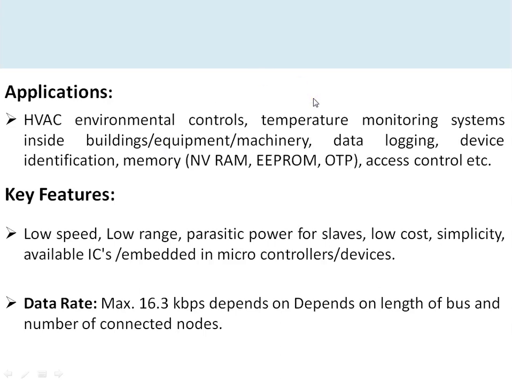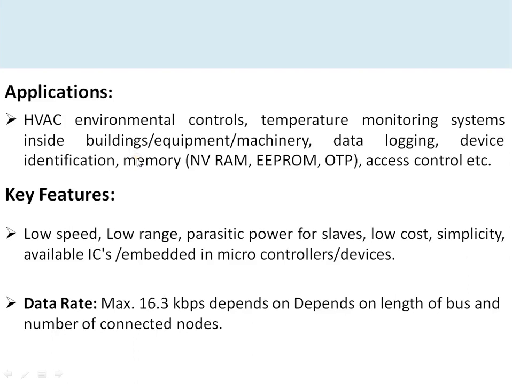The applications of these one-wire supporting ICs are in HVAC environmental control systems, temperature monitoring systems inside a building, equipment or machinery, data logging applications, and device identification, which means checking whether the device is properly connected to the machine. They are also used for dongle keys, and memory ICs also have this one-wire bus. Access control application ICs also have the one-wire bus.